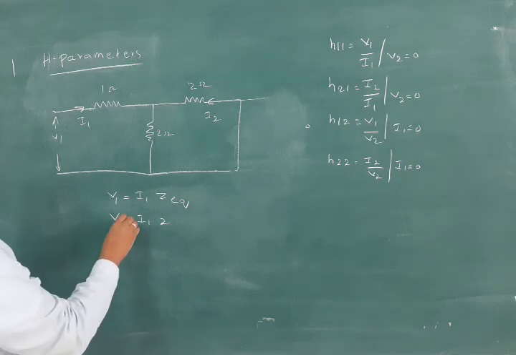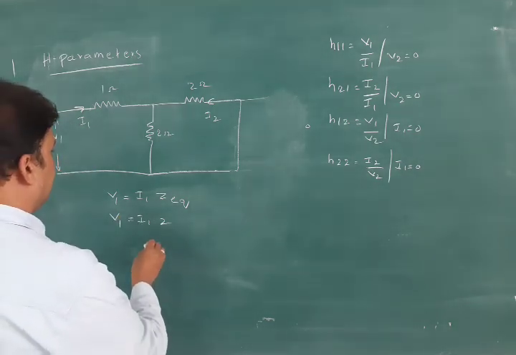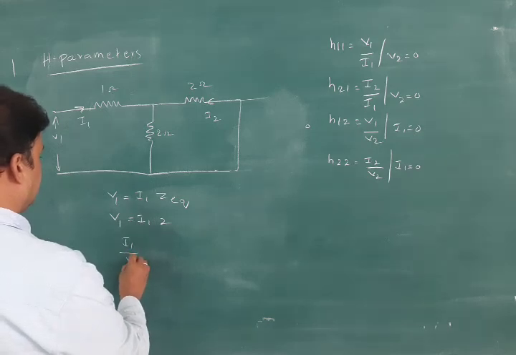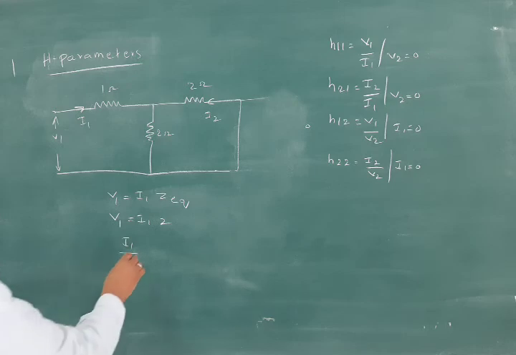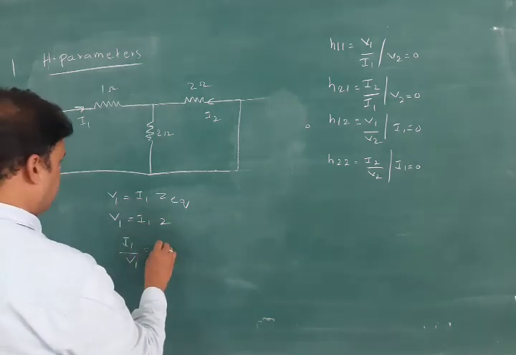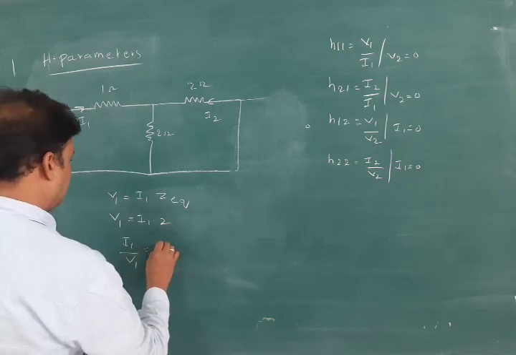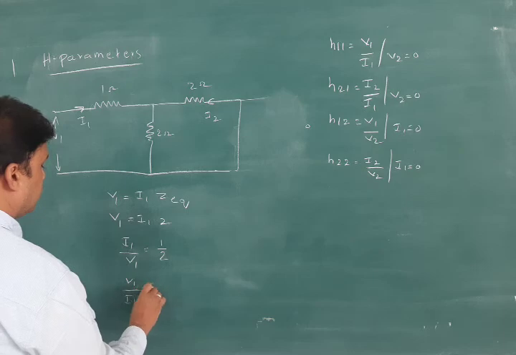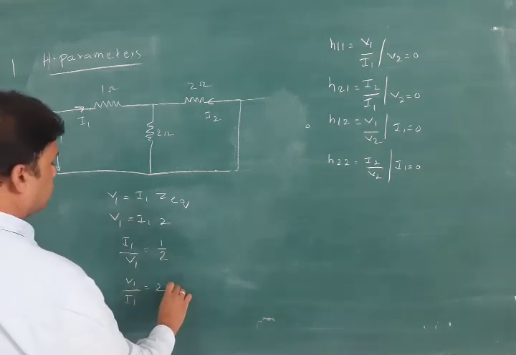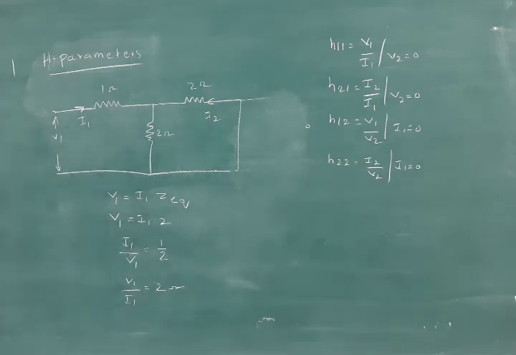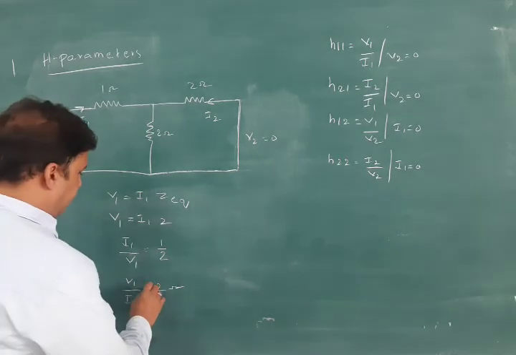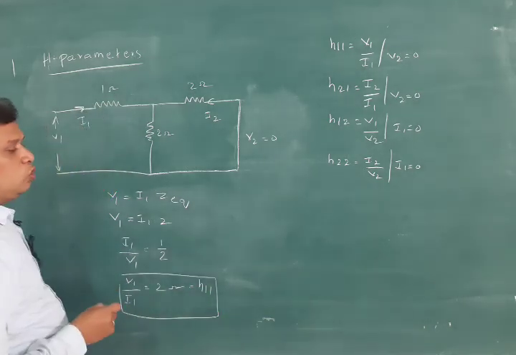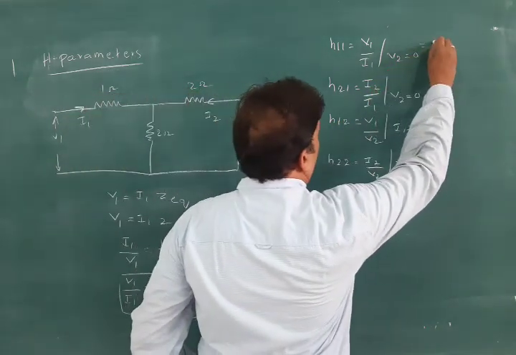So V1 by I1 is equal to 2 ohms. Students, V1 by I1 is equal to 2 ohms, and therefore H11 is equal to V1 by I1, which is equal to 2 ohms.